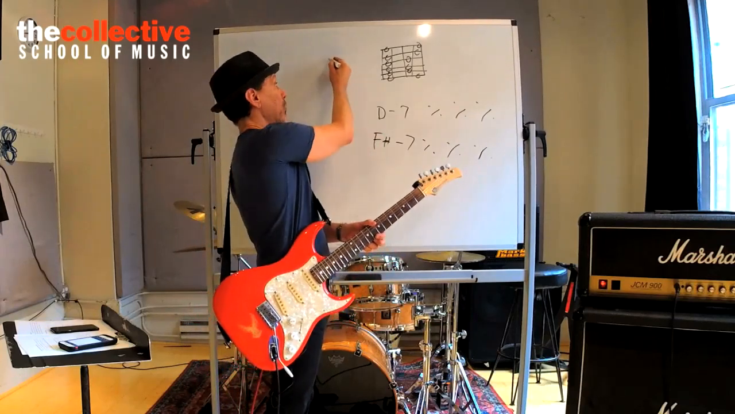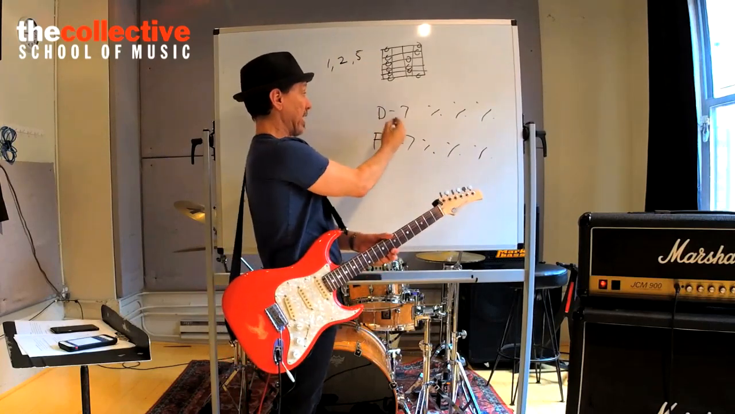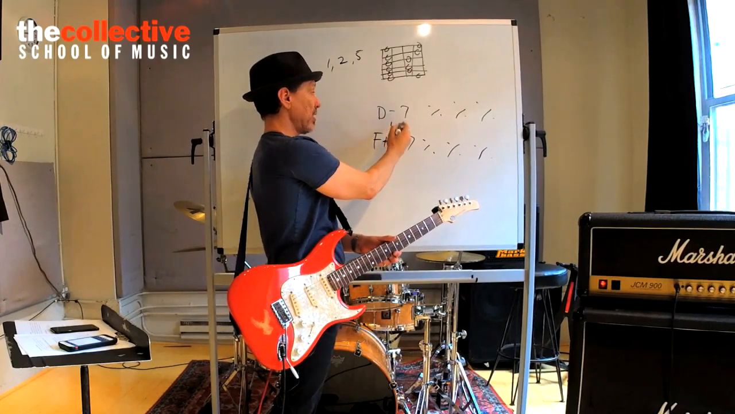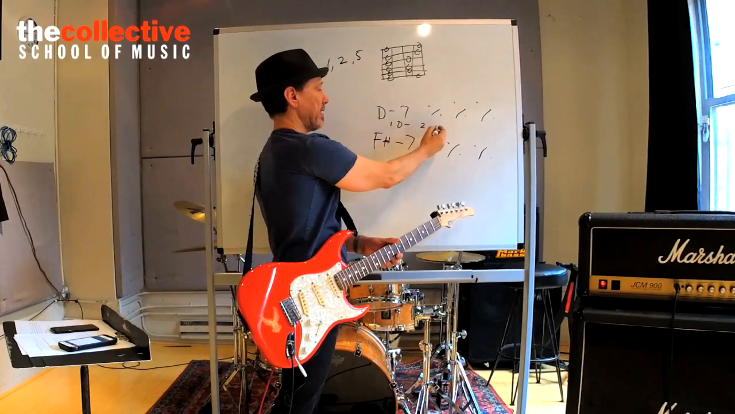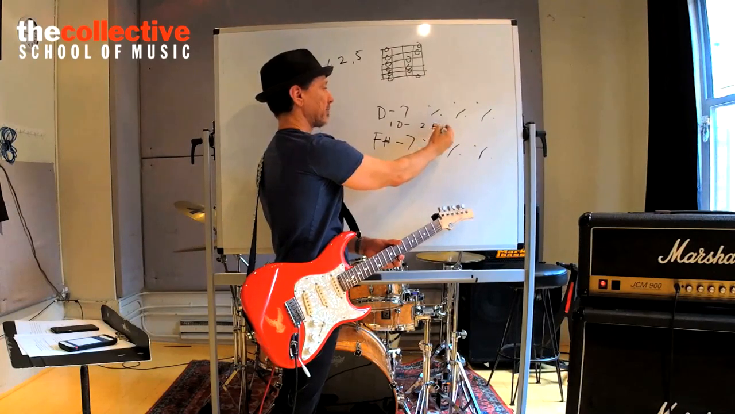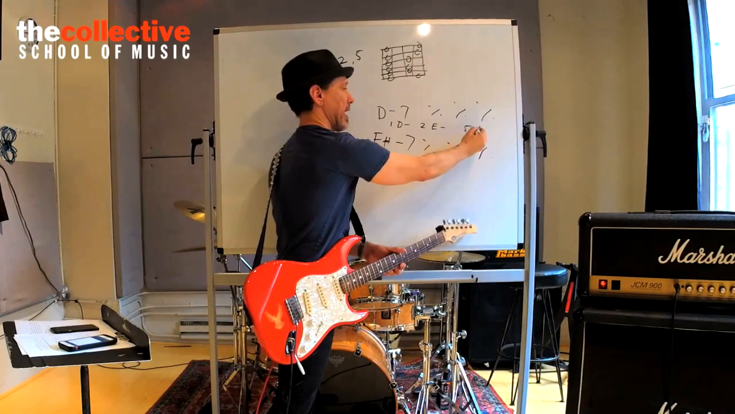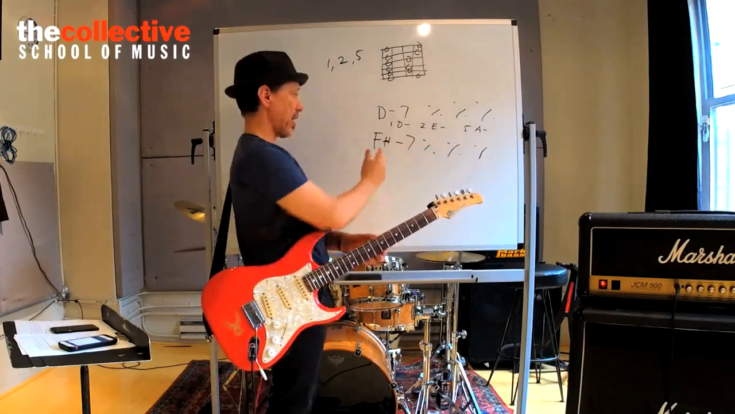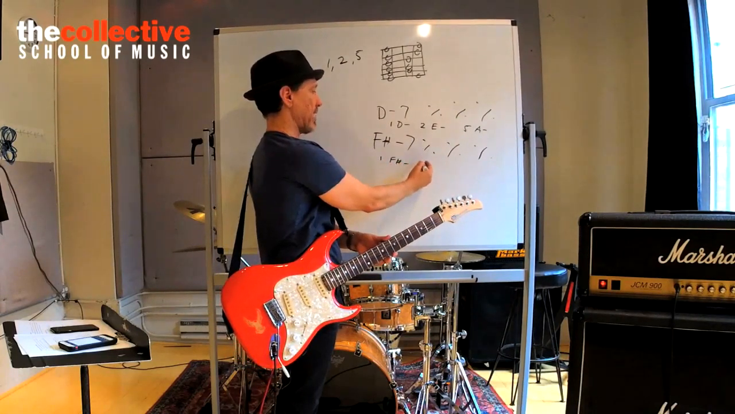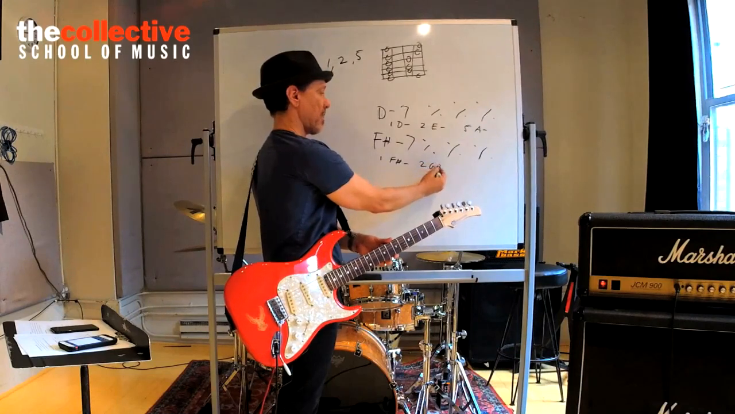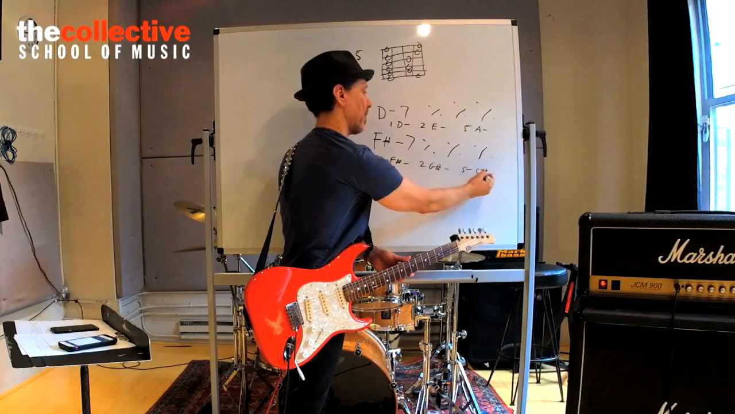Remember our rule? On the root, on the second, and on the fifth, right? So in this case, let's just write it in here. What do we have? On the root is D minor. On the second is E minor. On the fifth is A minor. And what do we have for this one? On the root is F sharp minor. On the second is G sharp minor. And on the fifth is C sharp minor.